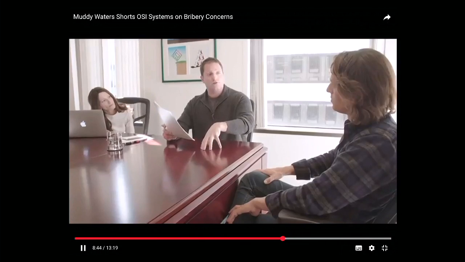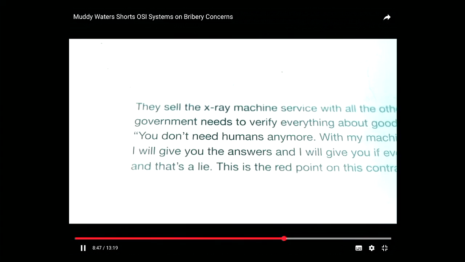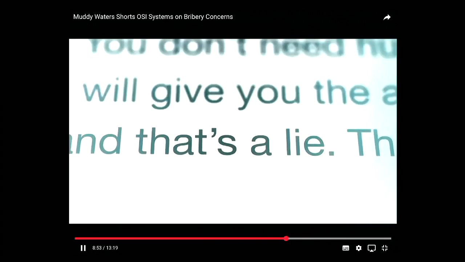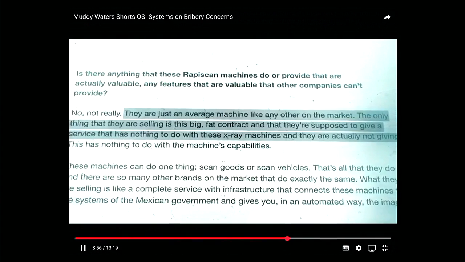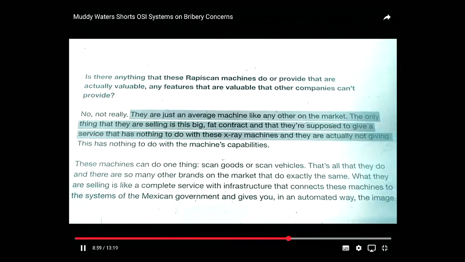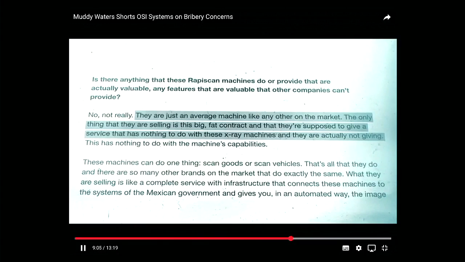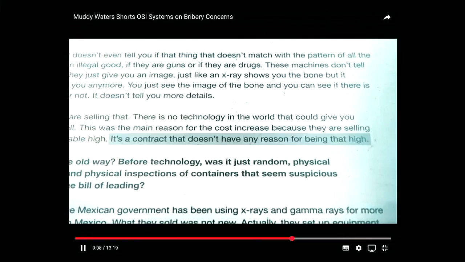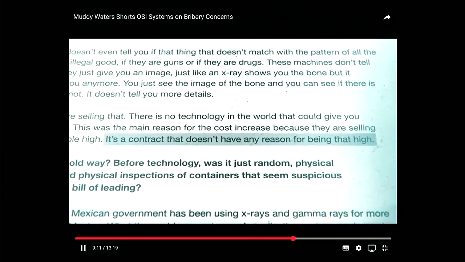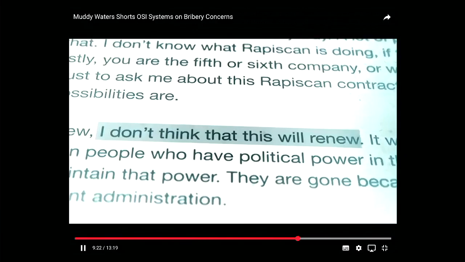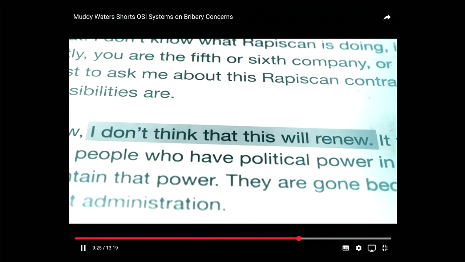He also explained that this contract was deliberately oversold, in the sense that they said, oh, you don't need humans anymore, you have my machines, you don't have to have these people there. And that is a lie. They're just average machines like any other on the market. The only thing that they're selling is this big contract, and that is supposed to be a service that has nothing to do with these extra machines. It's just a way to try to justify a high enough price as well as to create a better margin for OSI. With an upcoming election in Mexico and the renewal of the contract, he was pretty concerned that it was in the spotlight. He doesn't see how SAT would renew this contract.